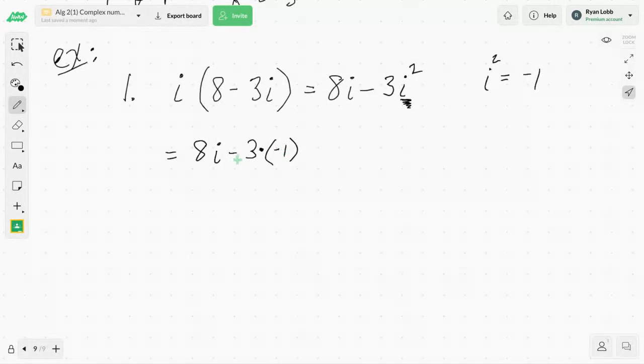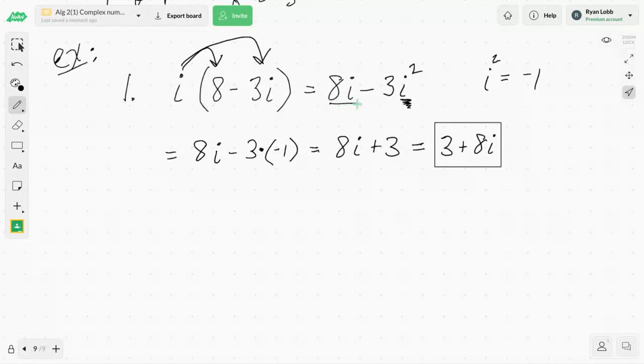And now what do we have? Well, negative 3 times a negative 1 is a positive 3. So this would be 8i plus 3. And in standard form, that's 3 plus 8i. So what did we do? We distributed the i times 8, i times negative 3i. That gives me 8i and negative 3i squared. That's a power of i greater than 1, so it's going to simplify. i squared is negative 1, so replace i squared with a negative 1. Then we do the arithmetic. Last thing, write it in standard form.